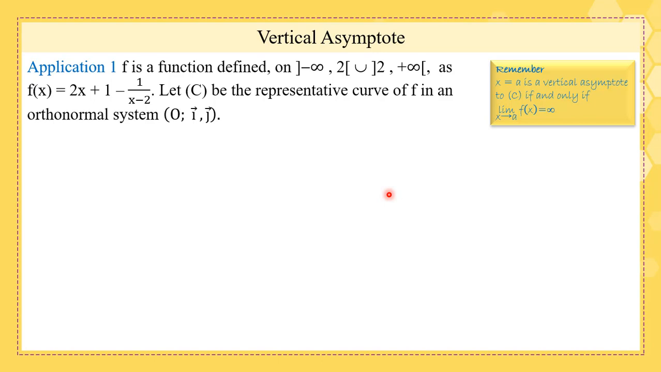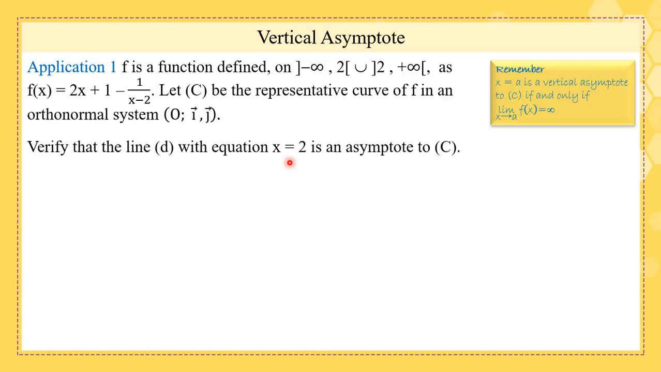Now let's see an application. This is the function, C is its curve. The question is to verify that x equals 2 is an asymptote to C, and it will be here vertical because x equals 2 is a vertical line. The limit as x tends to 2 minus of this function is, if we substitute 2, we get 5 minus the limit of this quantity at 2 minus, which is plus infinity.